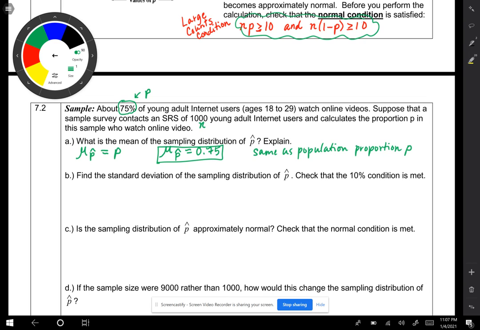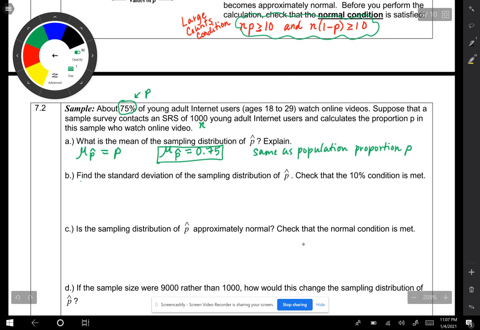So we are doing sampling without replacement. So we are going to have to use that the population has to be greater than or equal to 10 times the sample size. So the sample size is 1,000. Multiply that by 10. Is it reasonable to assume that there are greater than or equal to 10,000 young adult internet users? It's totally reasonable.